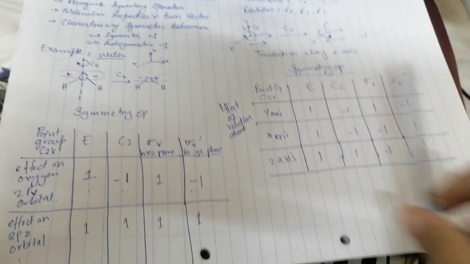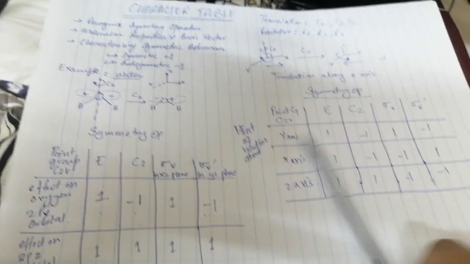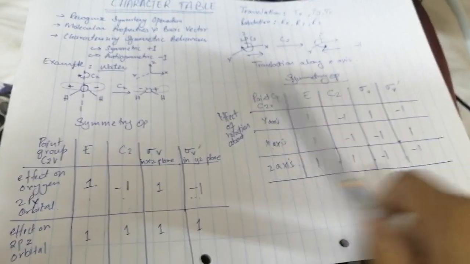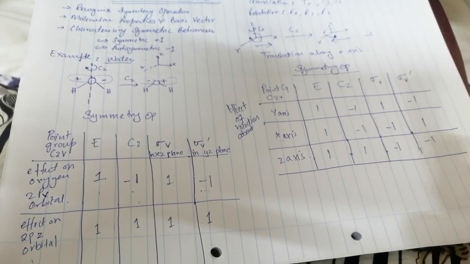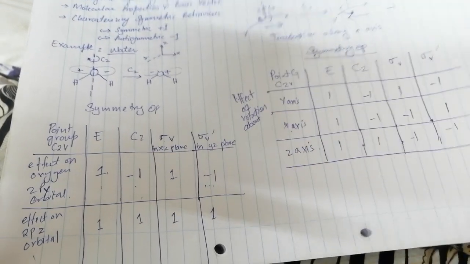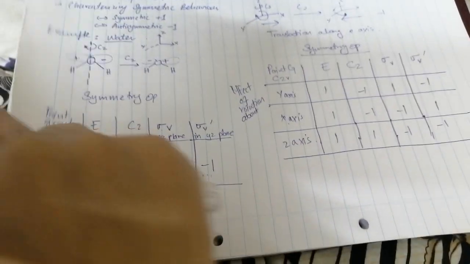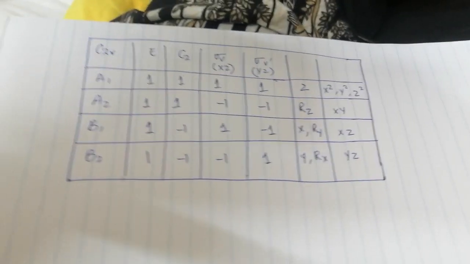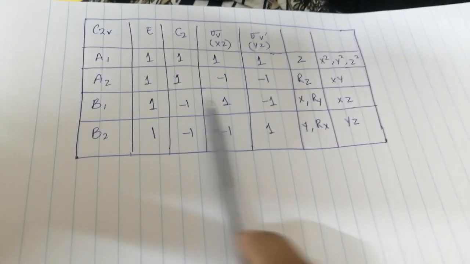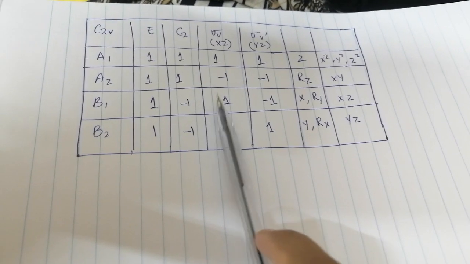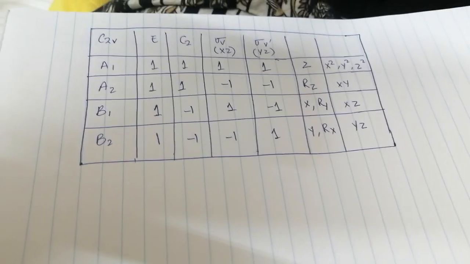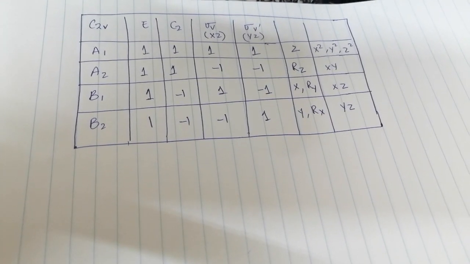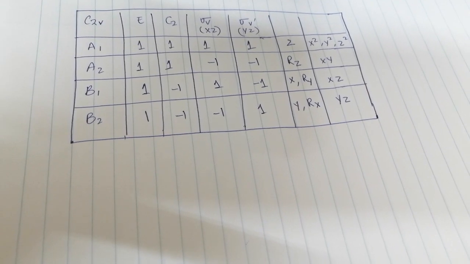Okay, so now that we have all of this information, we can condense all the information into one single table. So let's look at that table. That is called your character table. So this is your character table with all the information. Now I'm going to show you and explain all the different parts of the character table, and then we'll see how we can read it.